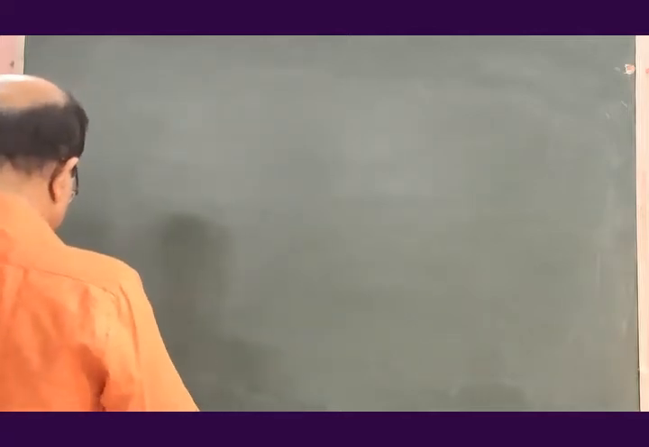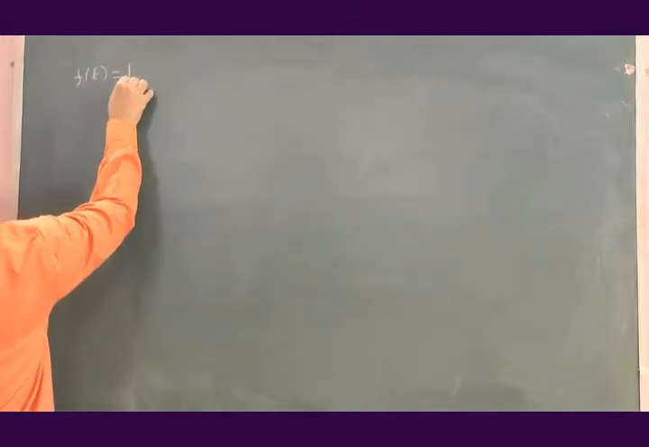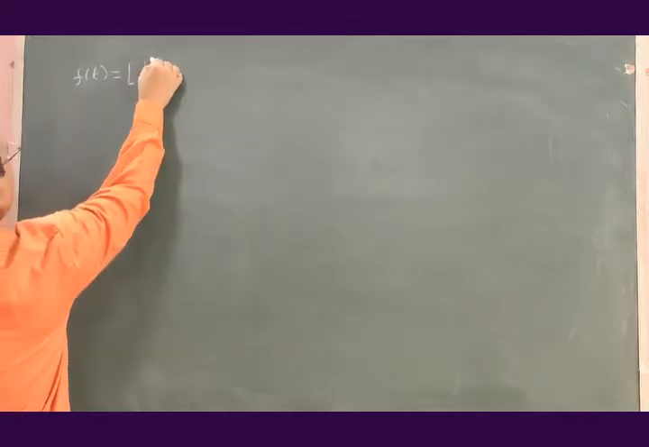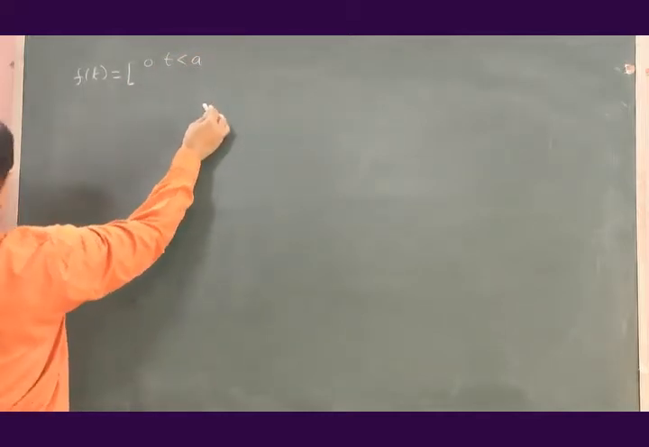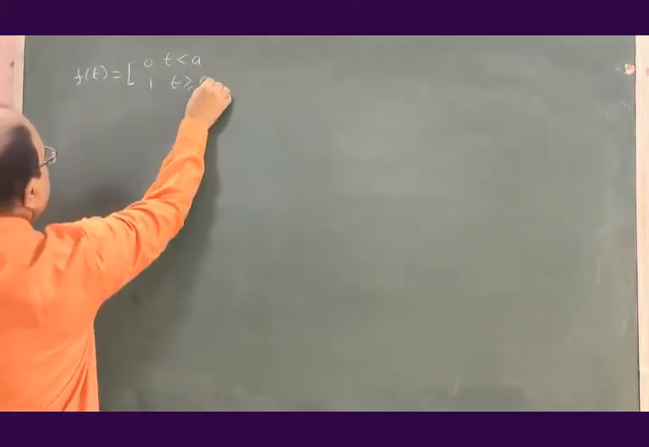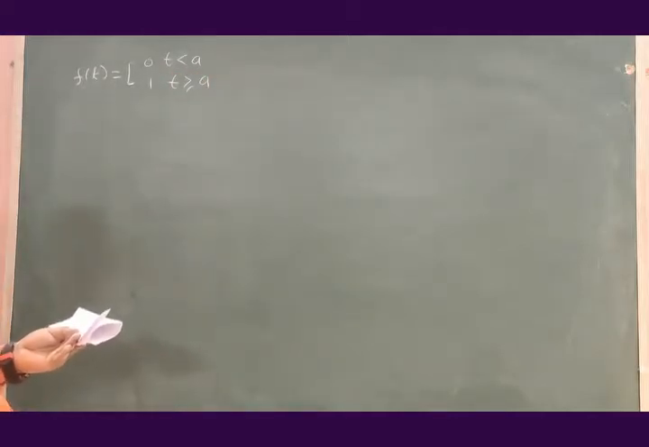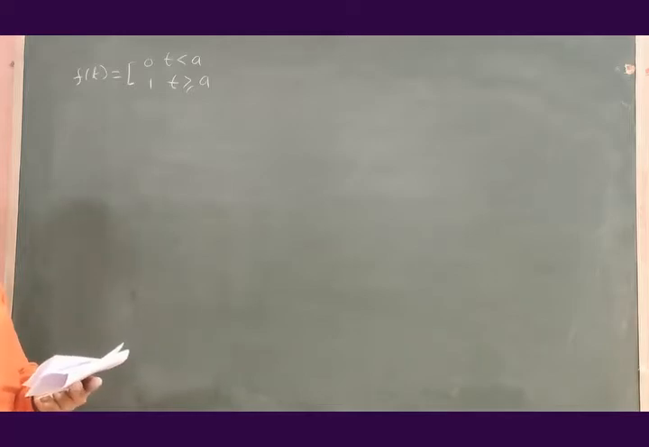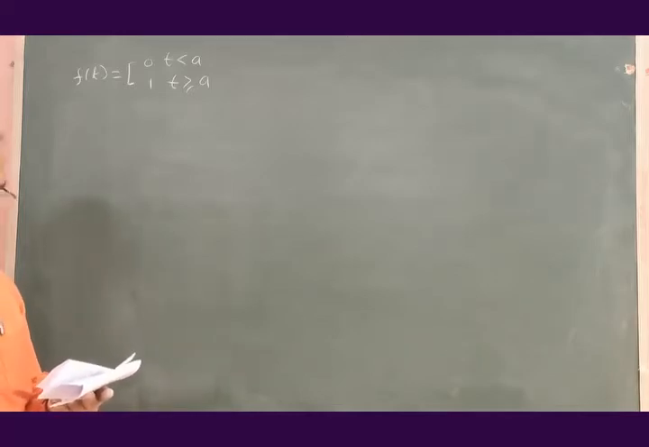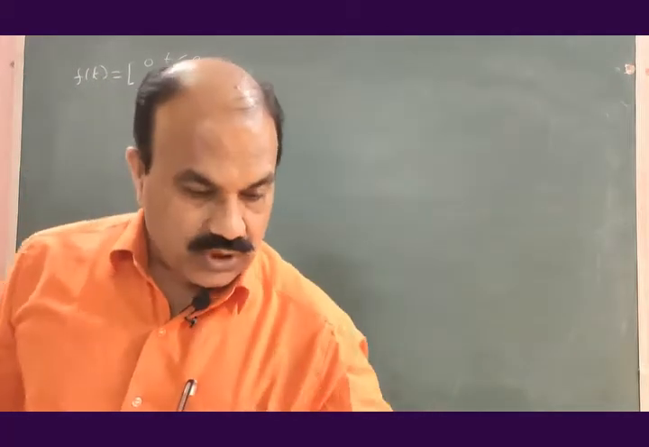This is the fourth problem. f of t is equal to 0 for t less than a, 1 for t greater than or equal to a. So here we have f of t is equal to 0 for t less than a and 1 for t greater than a. Let us see how to solve this.